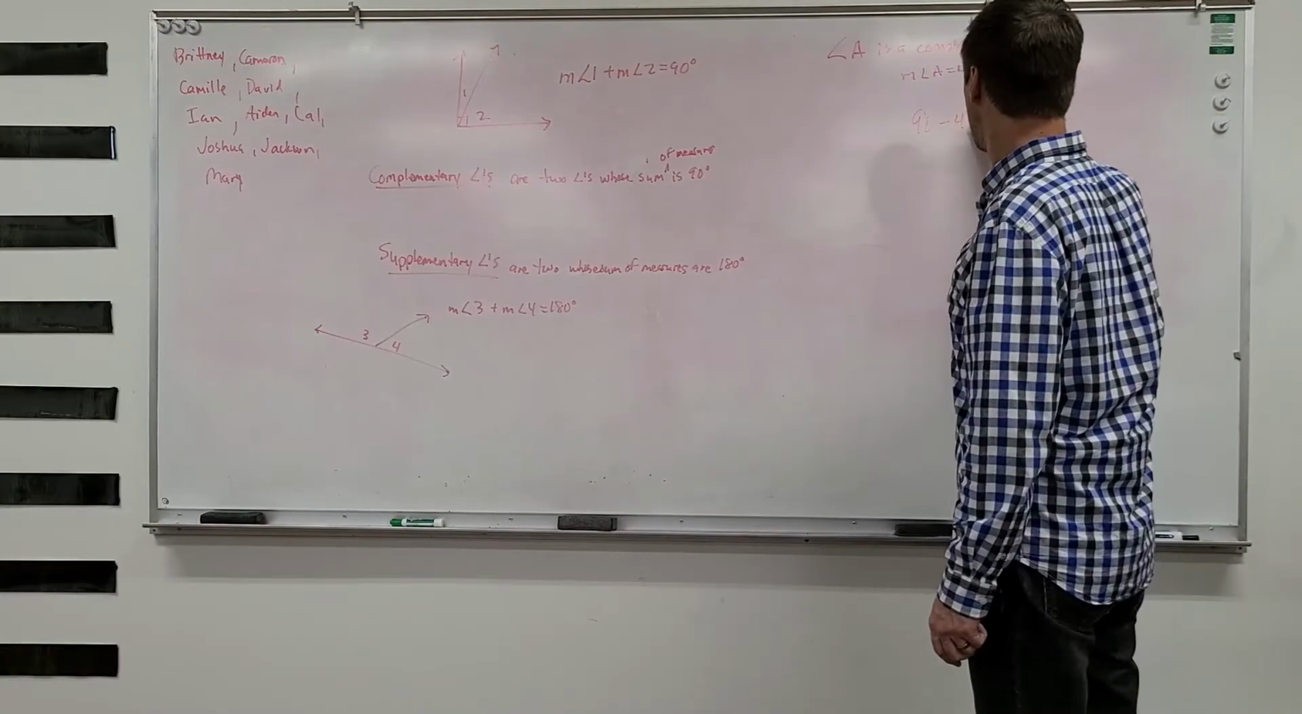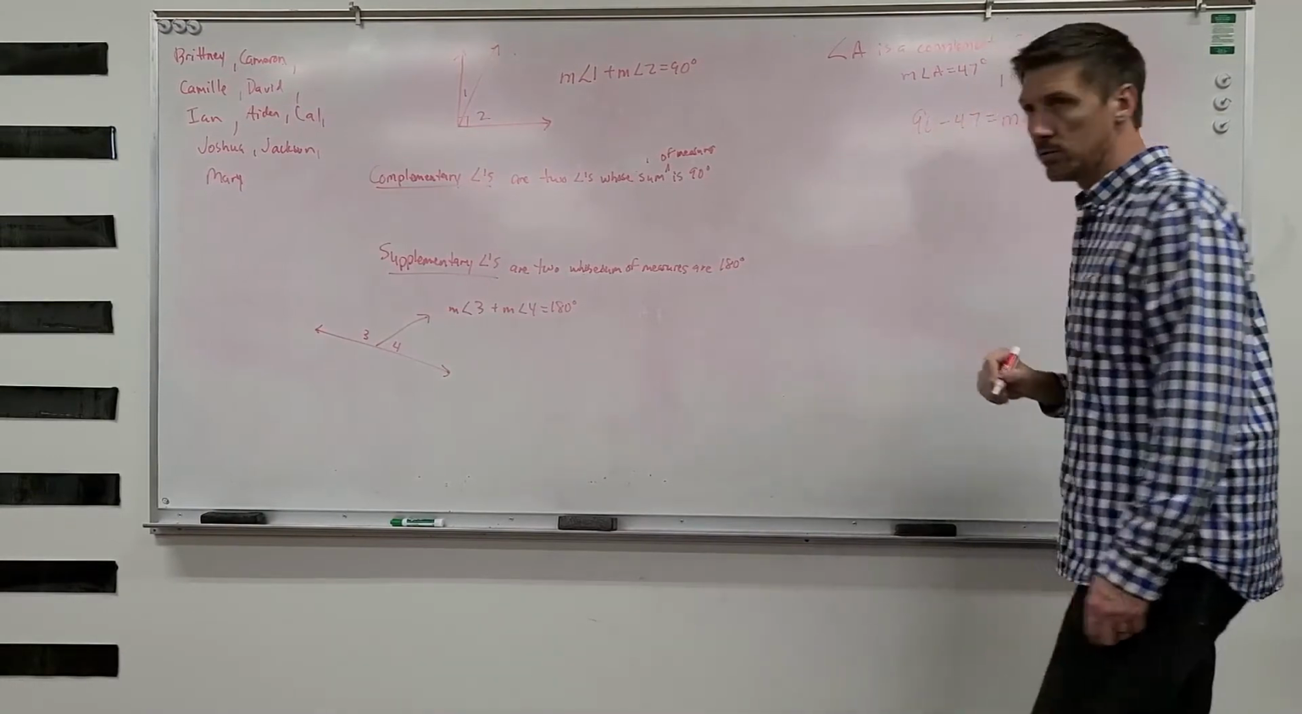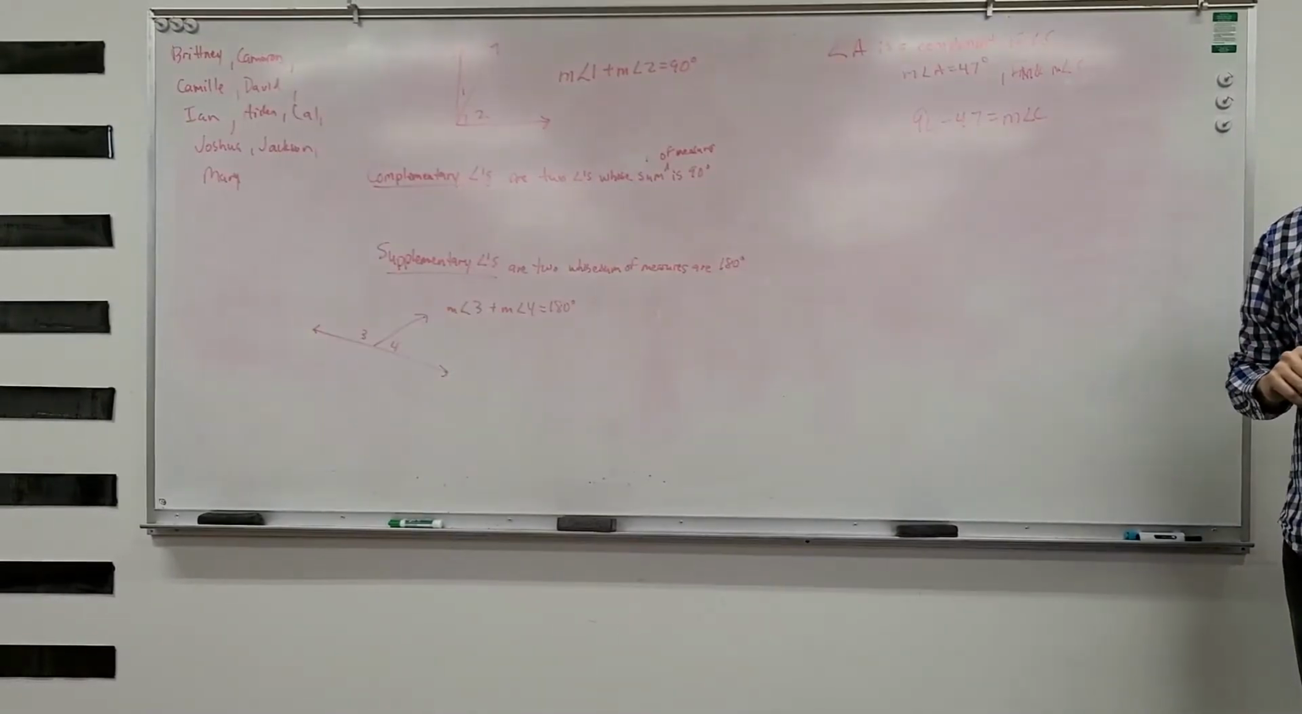90 minus 47 equals the measure of angle C. Was that Joshua that said that? Is that you? I mean Jackson.